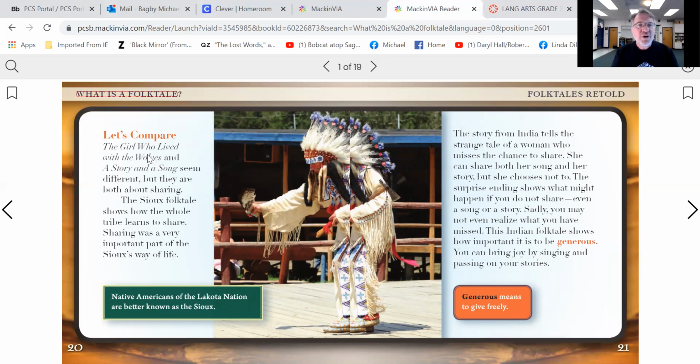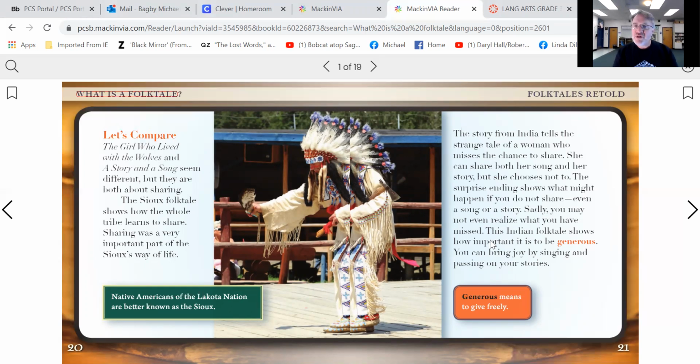Let's compare. The Girl Who Lived with the Wolves and A Story and a Song seem different, but they are both about sharing. The Sioux folktale shows how the whole tribe learns to share. Sharing was a very important part of the Sioux's way of life. The story from India tells the strange tale of a woman who misses the chance to share. She can share both her song and her story, but she chooses not to. The surprise ending shows what might happen if you do not share, even a song or a story. Sadly, you may not even realize what you have missed.